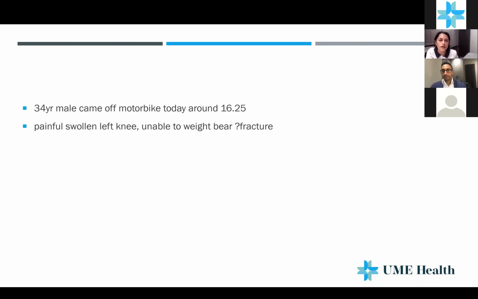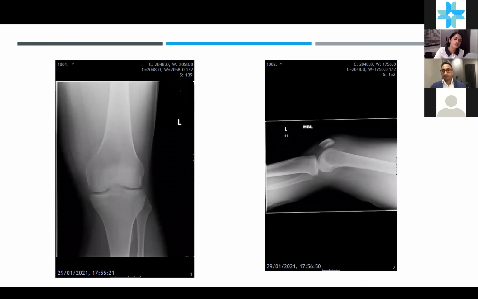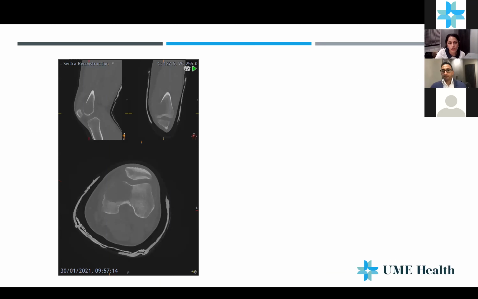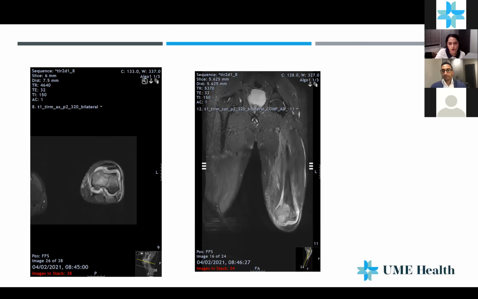34-year-old came off a motorbike. This case is really just to highlight, we've got an effusion here, but also a low density lesion in the medial femoral condyle. And the CT revealed a fracture, but it's a pathological fracture through a bone marrow lesion, which was confirmed on MRI. So it's just something to think about in the background in your differential of a patient that presents.